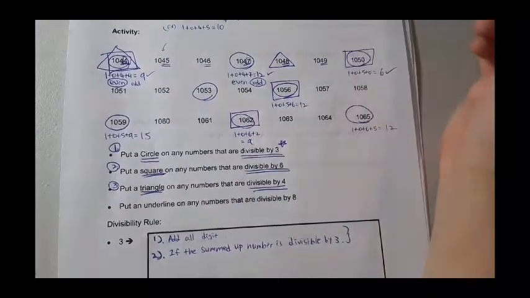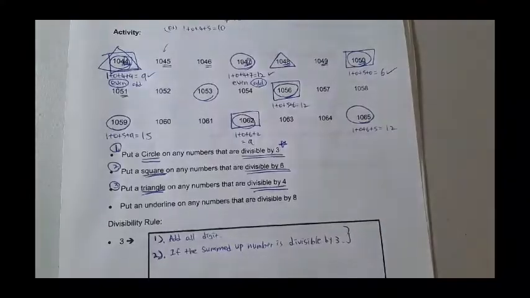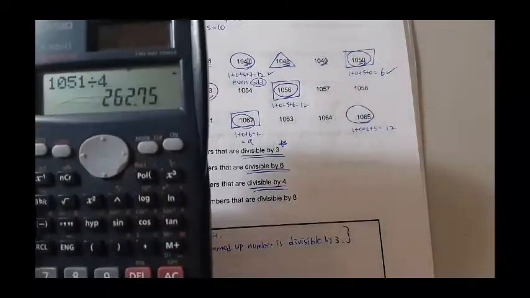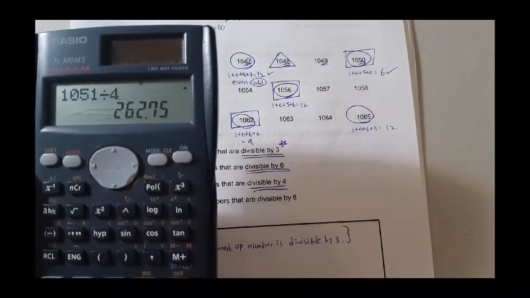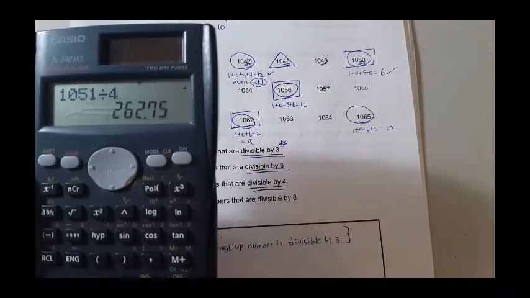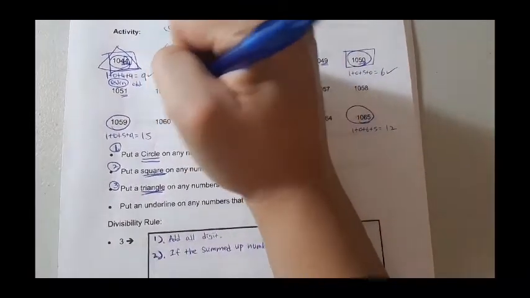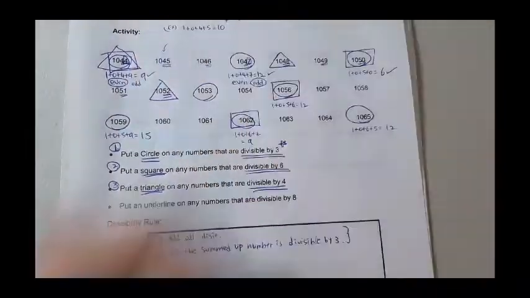49, not divisible. 50, no. 51, no. So just in order to show, can you see 51 is not divisible by 4, so the whole number 1051 is not divisible by 4. 52, is this number divisible? Yes, it is.